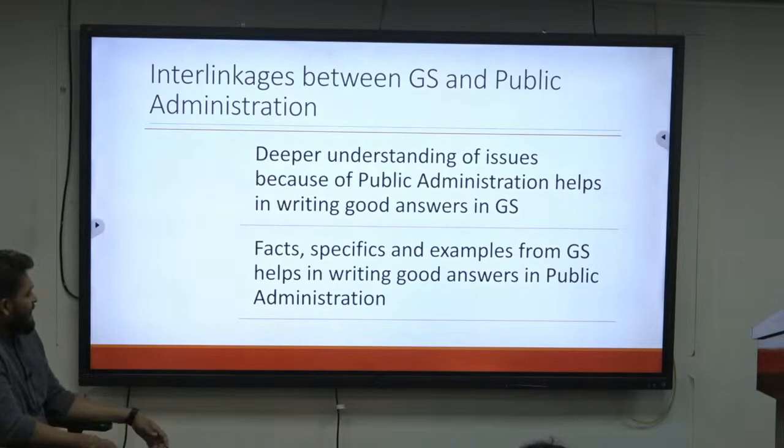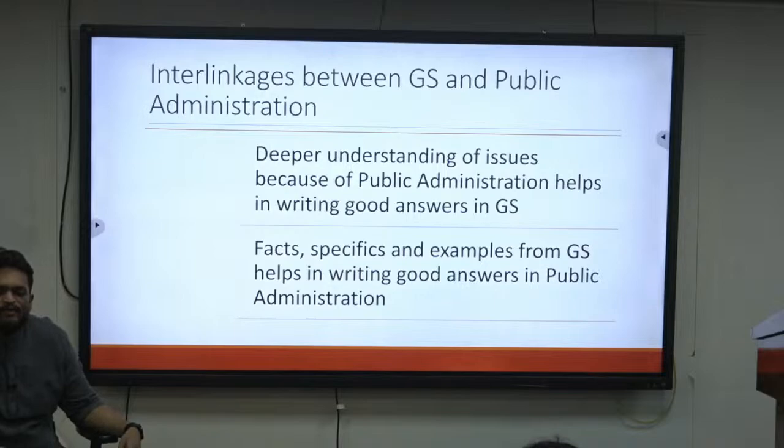Then, apart from this, what are the other advantages? In public administration, we take a lot of things in depth. Consider what we do in GS classes. Compared to that, the amount of depth that we go into in public administration is much higher.